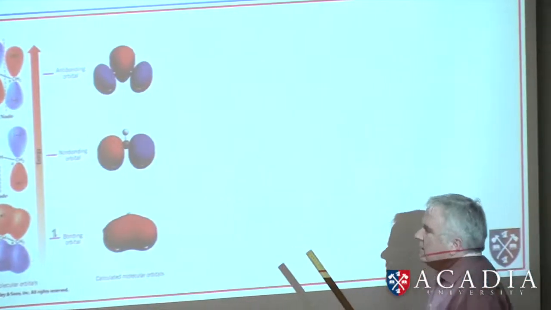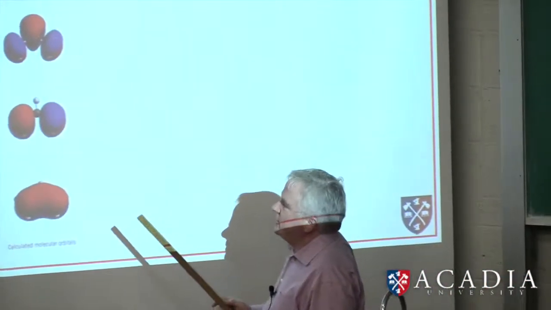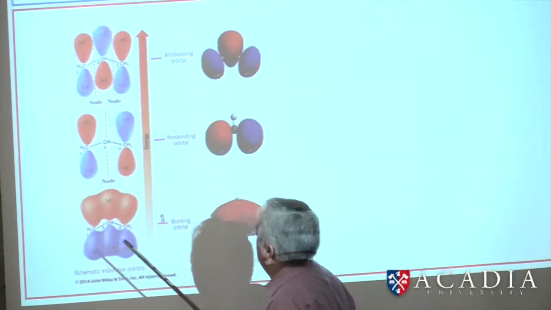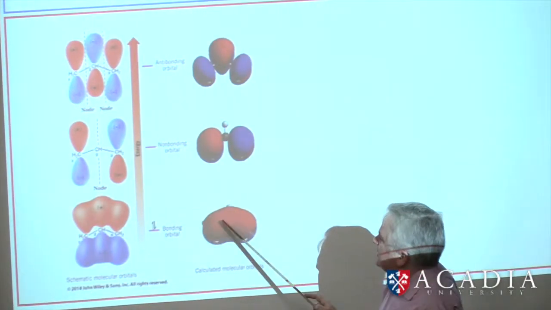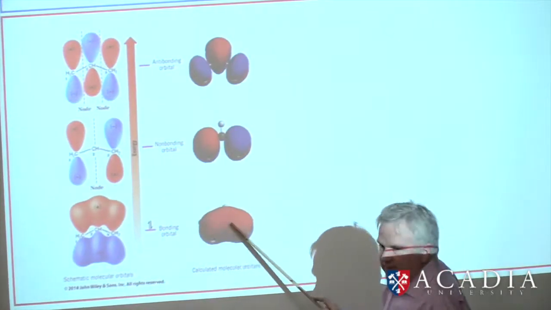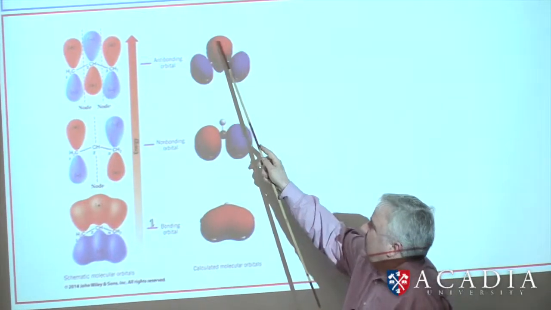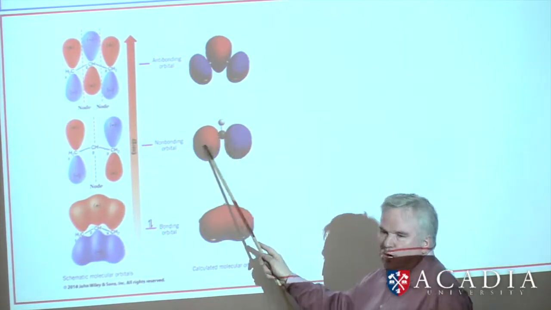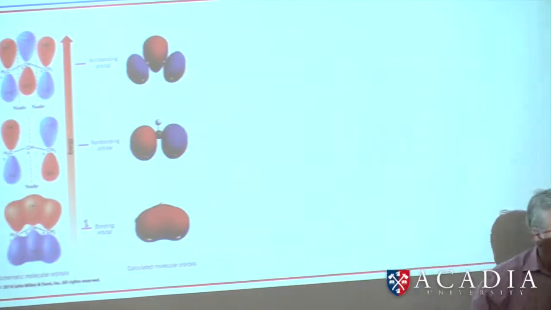And when we do this combination, the energy level of our p orbital would be about here. When we do the combining, these are lower than the original p orbitals. In energy, this is higher than the original p orbitals, and this is not much different. We talk about it as being non-bonding.